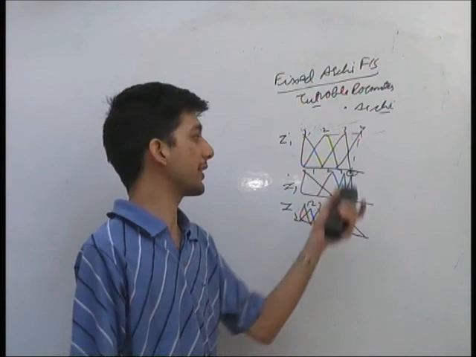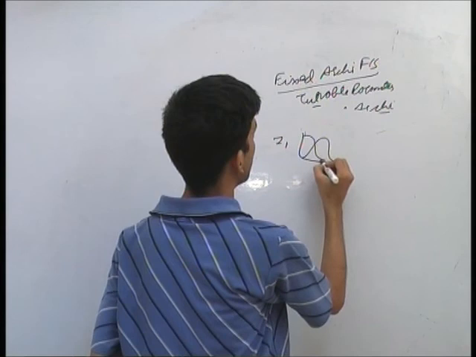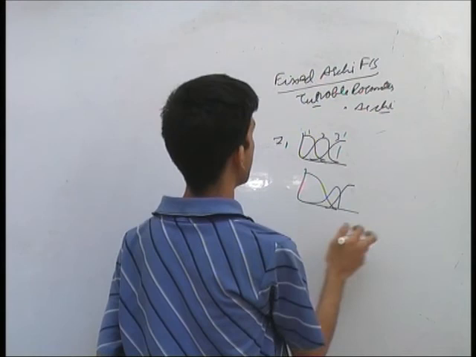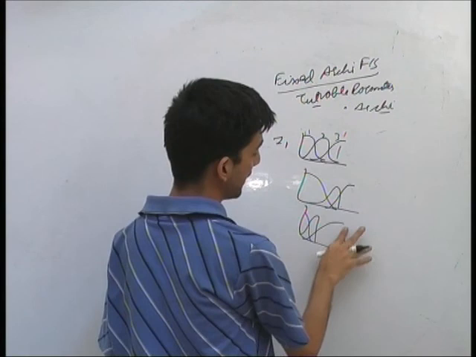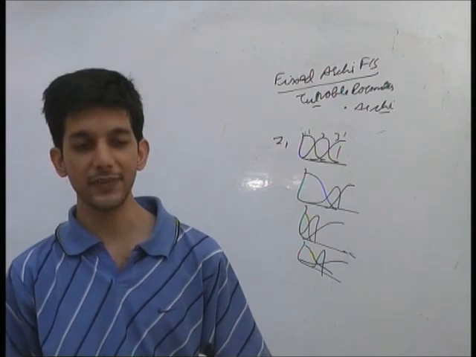Similarly, if it was a Gaussian curve out here, I had some input and it had some Gaussian representation. I am supposed to find out whether this is optimal. Which one of these is optimal? Which one of them gives me the correct output?